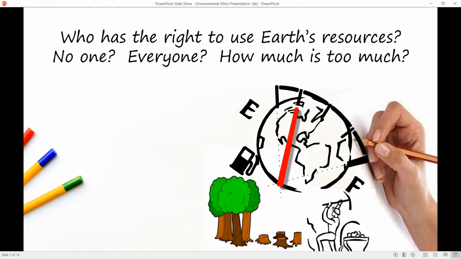Who has the right to use Earth's resources? No one? Everyone? How much is too much? Most of us do not think about the consequences of turning up the heat at home on a cold night, or buying a new cell phone, or getting in our car to drive to work. Probably, if you're concerned about these things, it is because of their related costs. Costs are not only monetary, there are associated environmental impacts for each of our actions too.